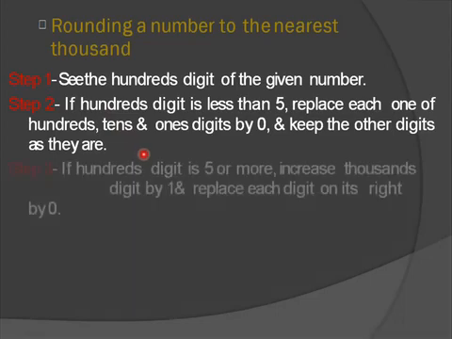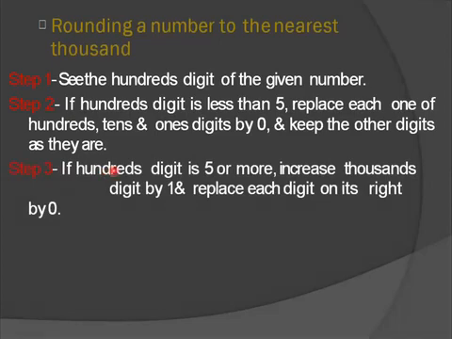Next, let us see what the other rule is. If the hundreds digit is 5 or more than 5, increase the thousands digit by 1. So suppose you have 6 there, for that you should add 1. Increase the digit by plus 1. Then replace each digit on its right by 0. The remaining ones place, tens place and hundreds place all will become 0.